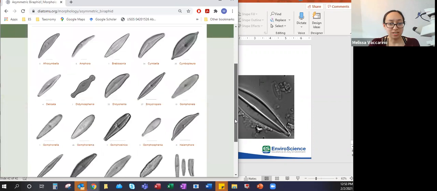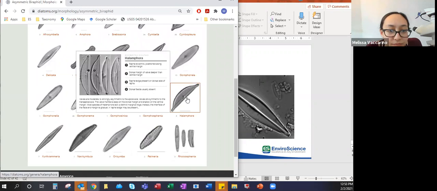If you can see my screen, you can fly over here. Let's see. Yeah, the dorsal fascia is usually absent. That's what I go for.